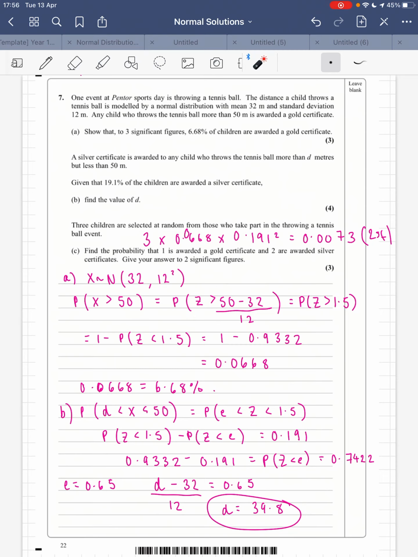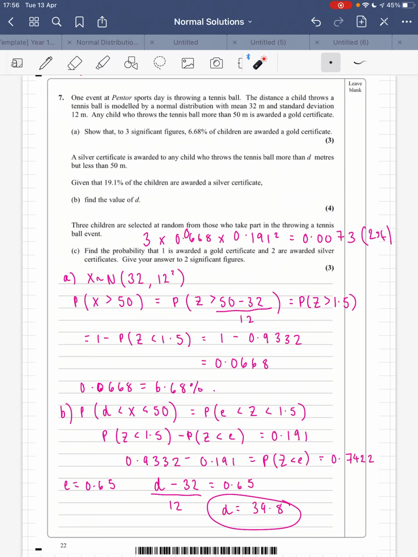We obviously need to code that and change it to use the standard normal distribution. So I changed my value to call it E, just so I didn't get confused. But I'm finding the probability that Z is between E and 1.5. This 1.5 I just plucked straight out of the question before. I'd already worked out that value of Z.